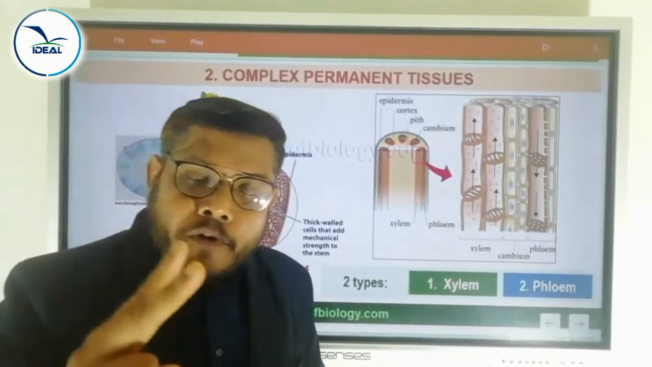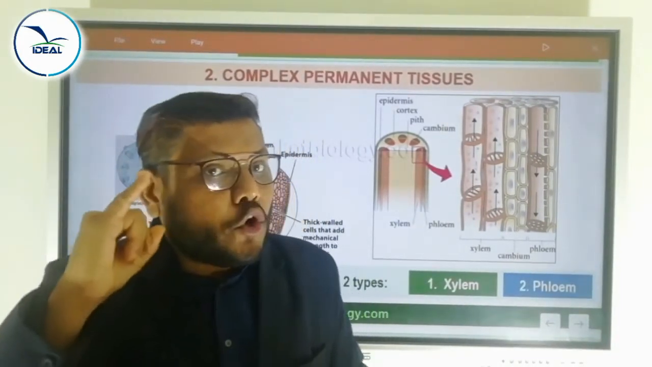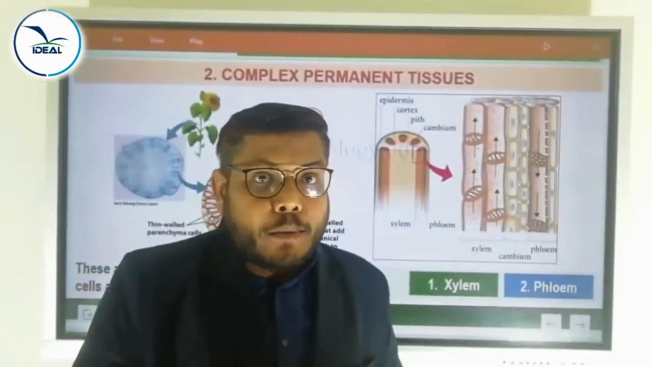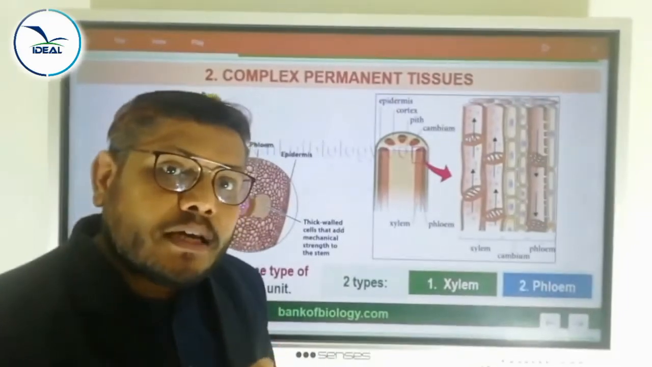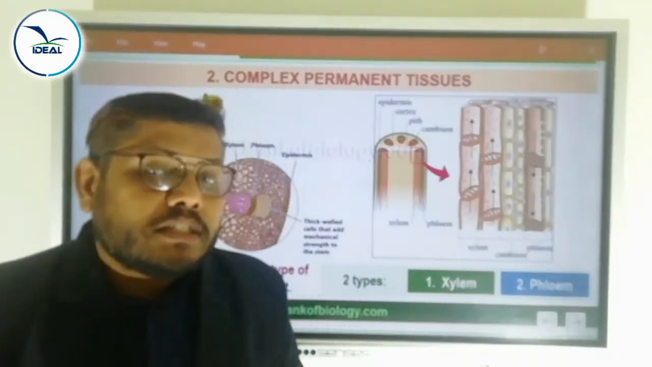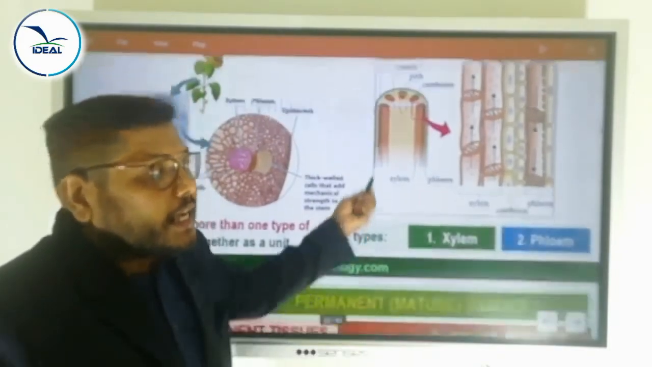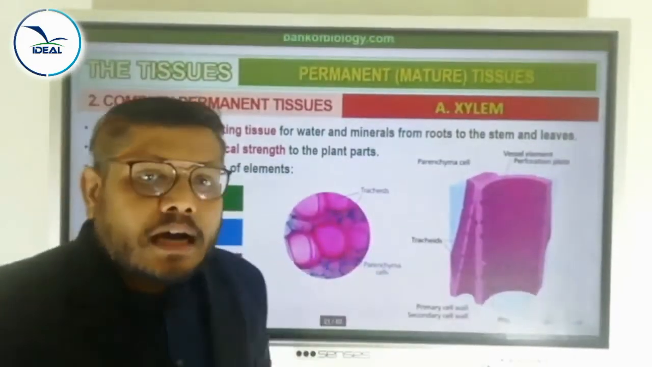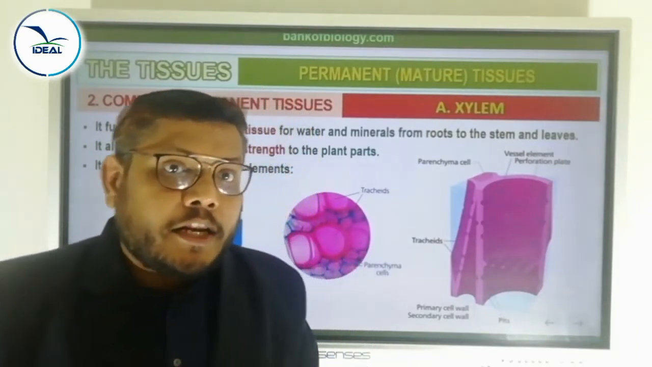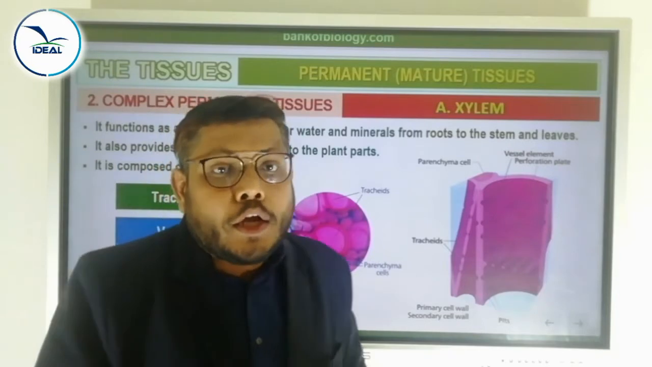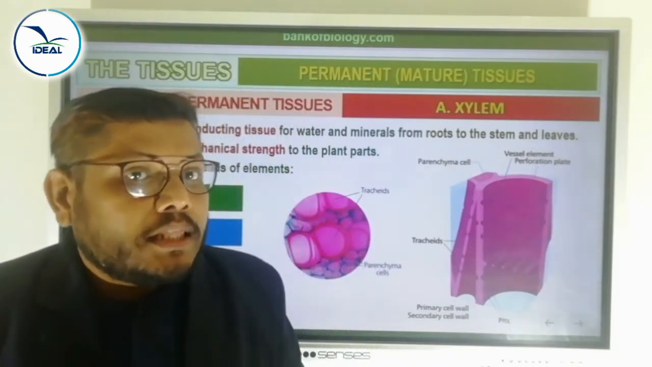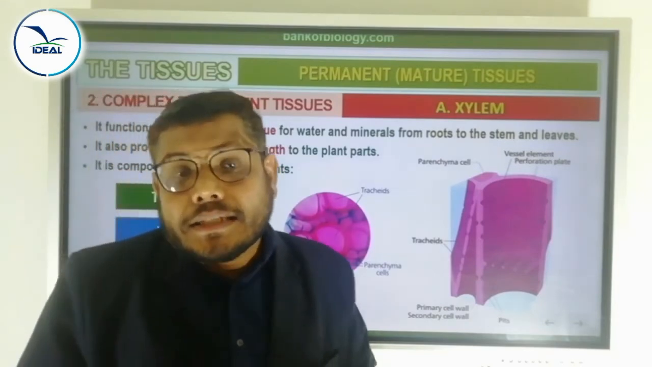There are two types of complex permanent tissue. One is called xylem and another one is called phloem. You already heard about the term xylem. First, here we are going to discuss the xylem. What is xylem? These are the conducting tissues which conduct water and minerals from root to stem and stem to different parts of the plant body. That is the function performed by xylem.